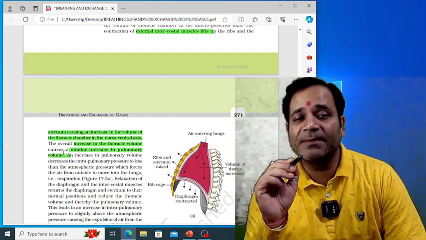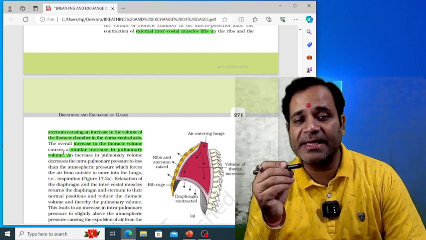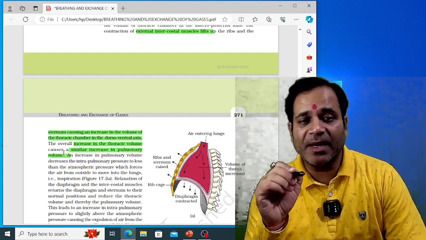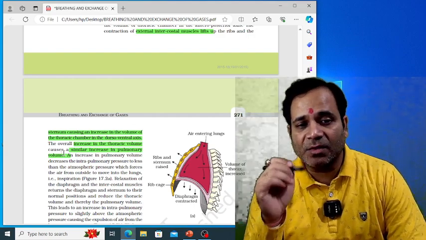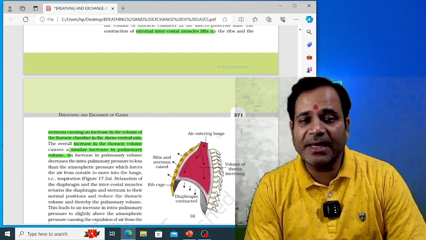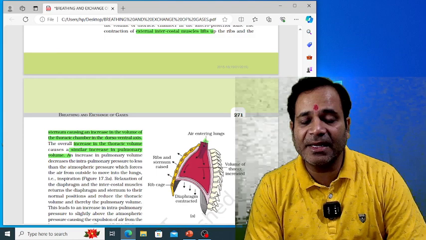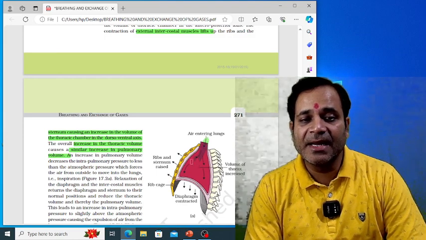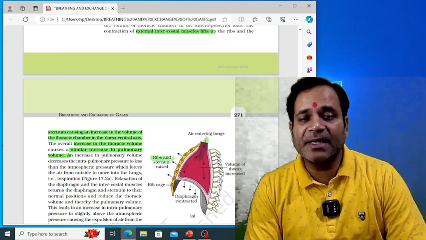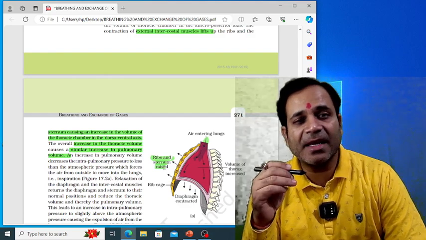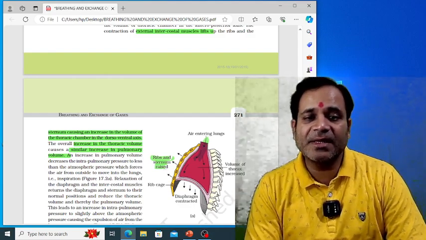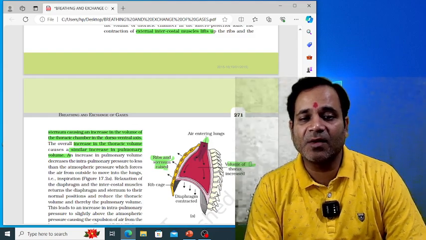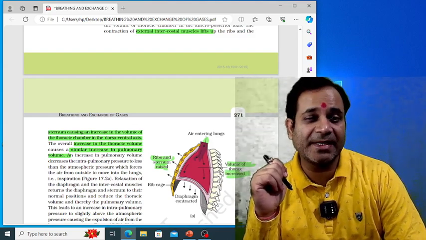So once the thoracic volume increases, in the same way the pulmonary volume also increases. Now see here, whenever air enters the lungs, at this time the ribs and sternum raise. Once the ribs and sternum are raised, the volume of the thorax also increases.